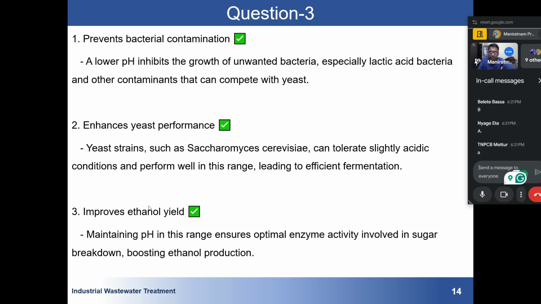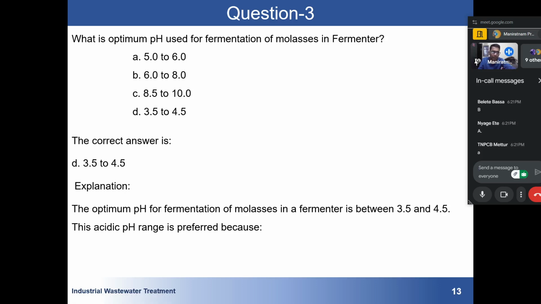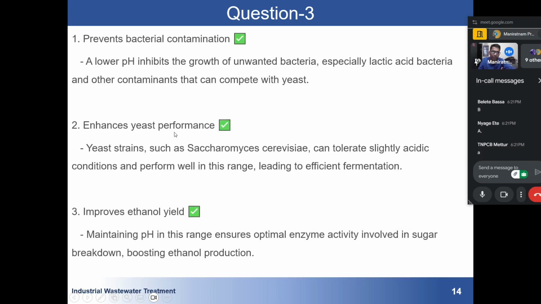Now, improve ethanol yield. Maintaining the pH in this range ensures optimum enzyme activity involved in sugar breakdown, boosting ethanol production. So these are some of the reasons why a pH between 3.5 to 4.5 is generally required for fermentation. The correct answer will be 3.5 to 4.5.